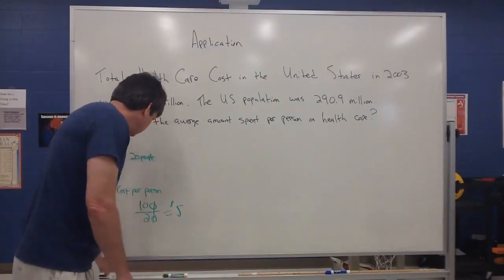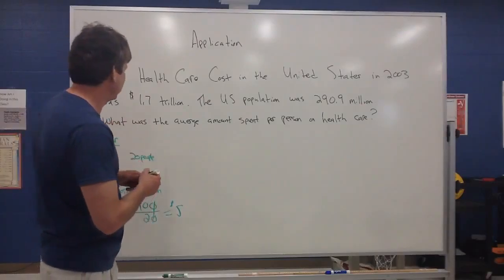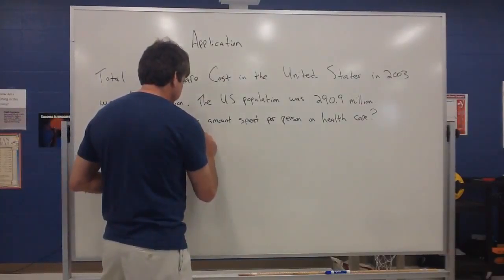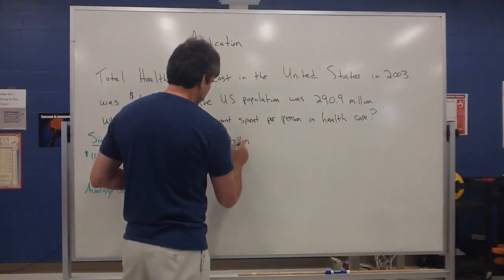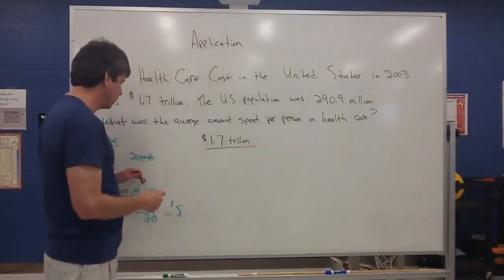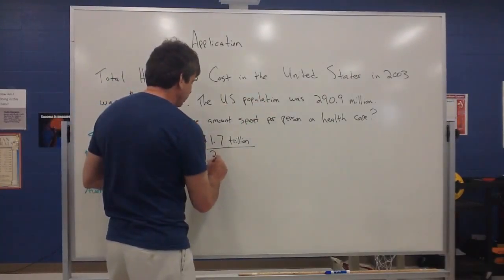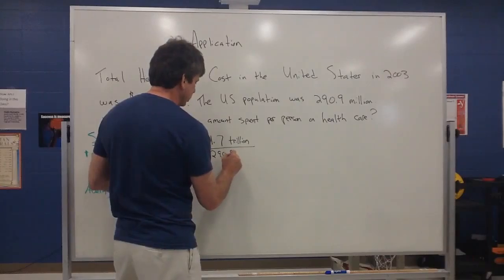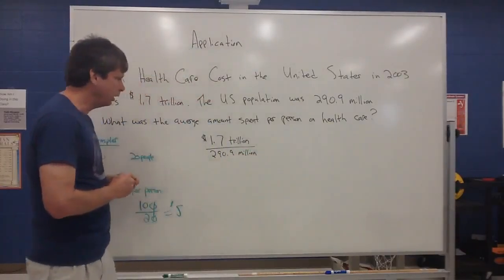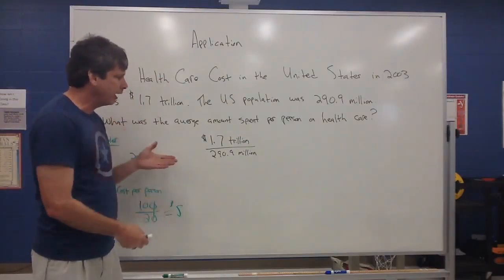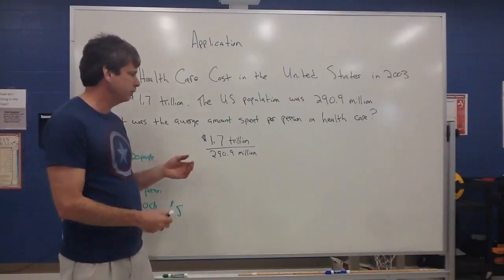So what I'm picking up on then is, in our problem, the cost, the money was $1.7 trillion. And we're going to divide that by the number of people, which is what population implies, the number of people was 290.9 million. So that's what we got going on here. But how in the world do I even input that into a calculator? What's 1.7 trillion look like?